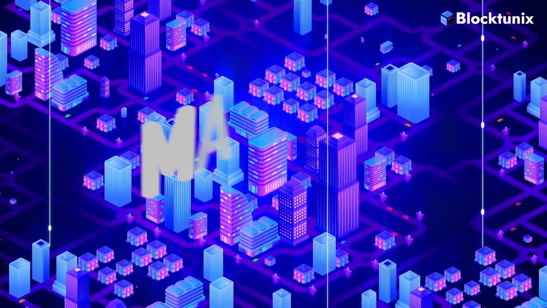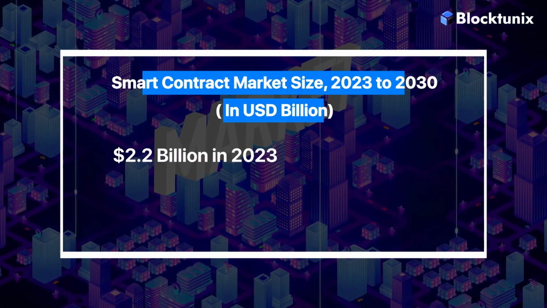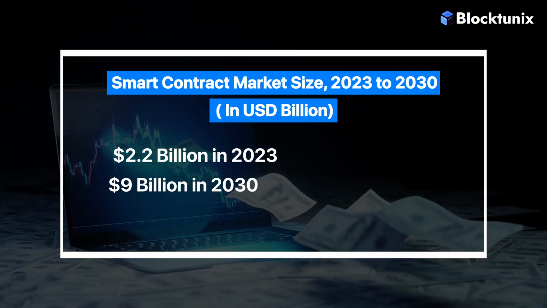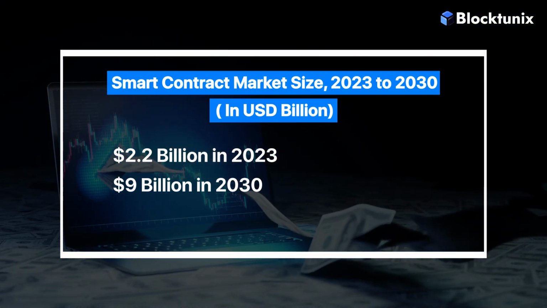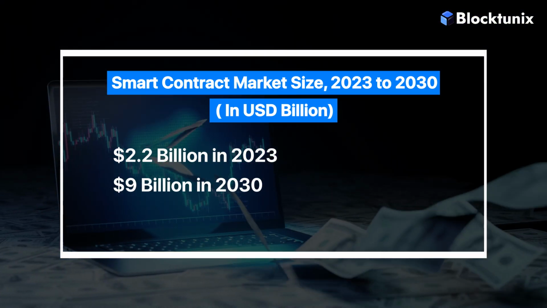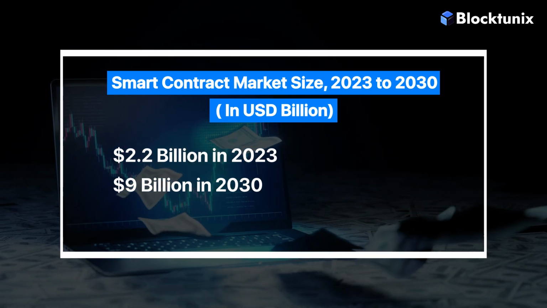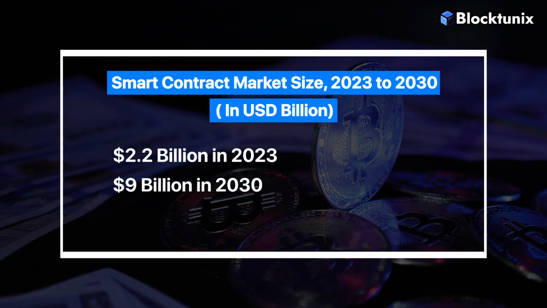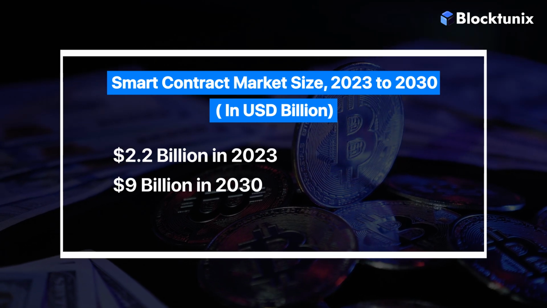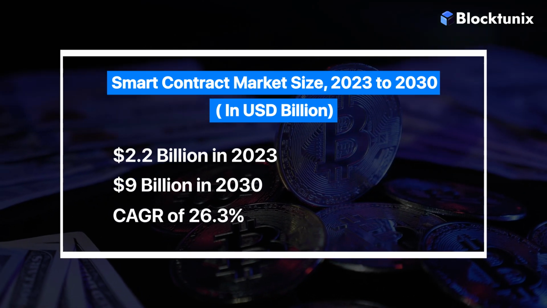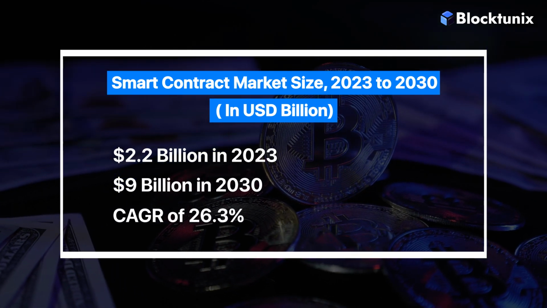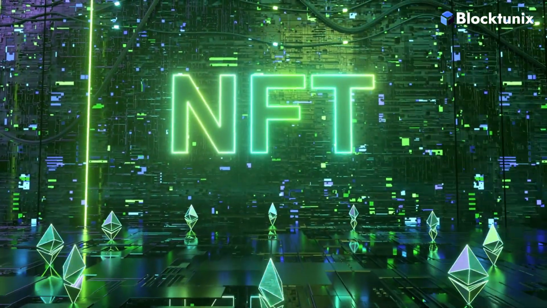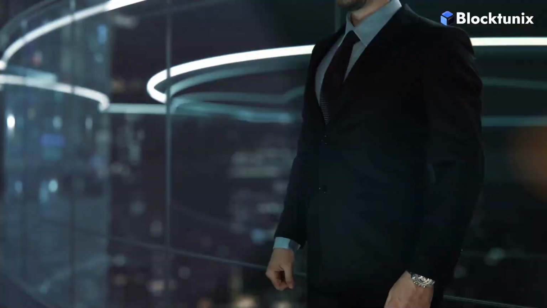The market size of smart contracts was $2.2 billion in 2023, however, it will generate more than $9 billion by the end of 2030. A smart contract is a small but inevitable part of blockchain development. This part of blockchain development is experiencing substantial growth, with a compound annual growth rate of 26.3% between the years 2024 and 2030. Smart contracts safeguard users' digital assets with the help of blockchain technology.